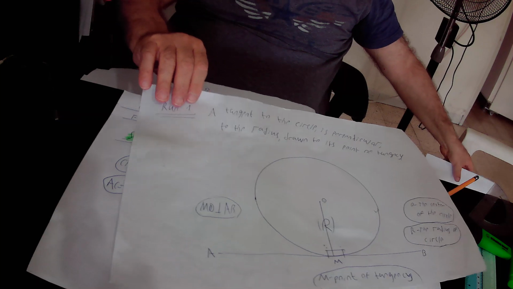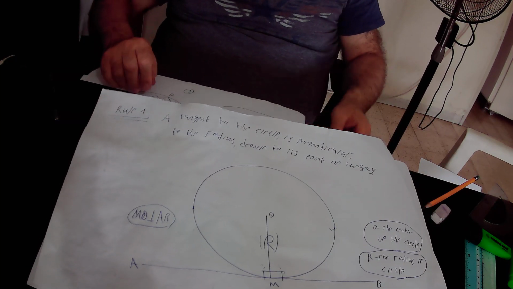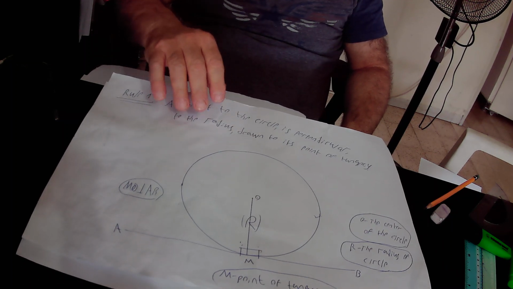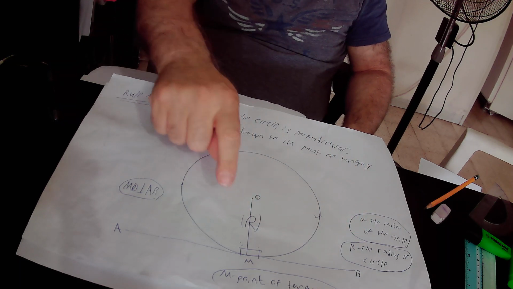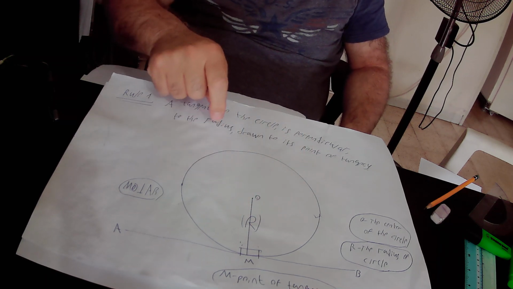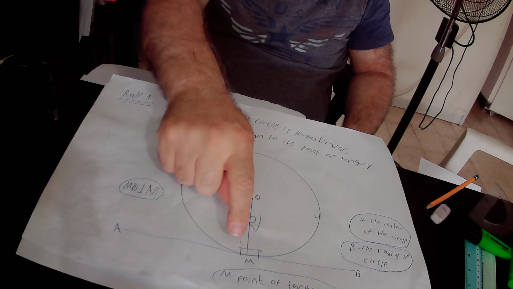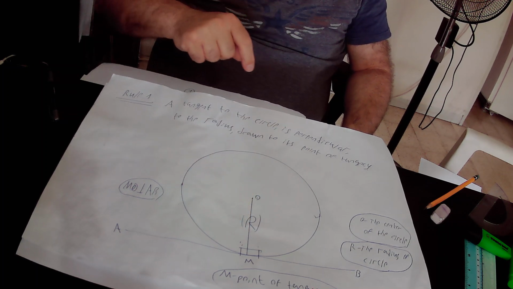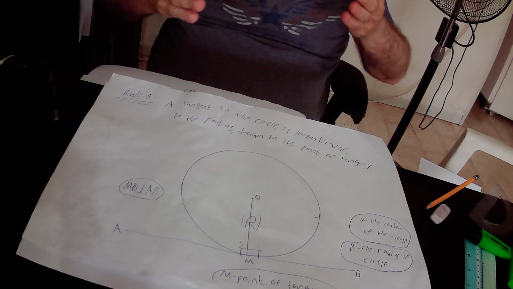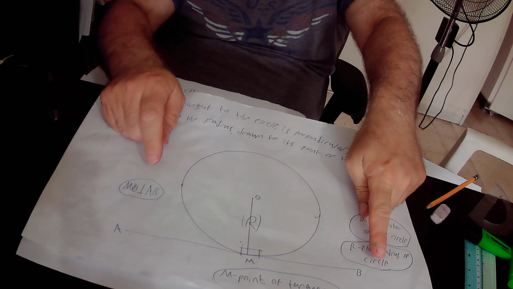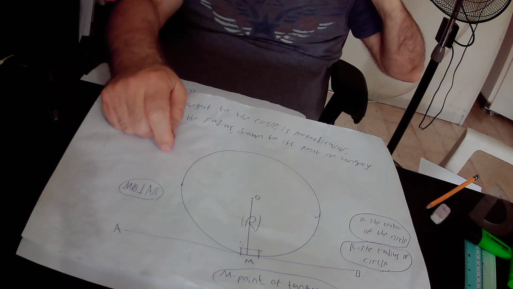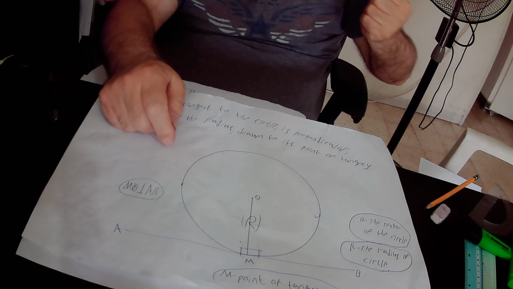a tangent to the circle is perpendicular to the radius drawn to its point of tangency. So we have here line segment AB creates 90 degrees with the radius OM. The radius OM equals R, it is the radius of this circle, and line segment AB creates 90 degrees with the radius MO. And because of the fact that line segment AB creates 90 degrees with the radius MO, it is defined as a tangent. AB is the tangent to the circle because it creates 90 degrees with the radius MO. So we can implement rule 1 in our drawing.